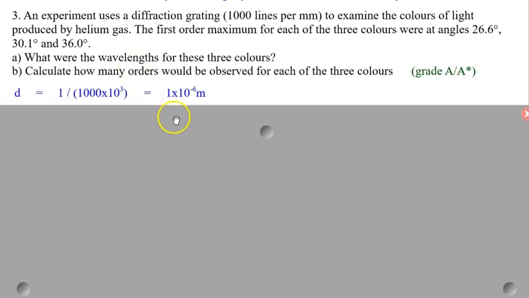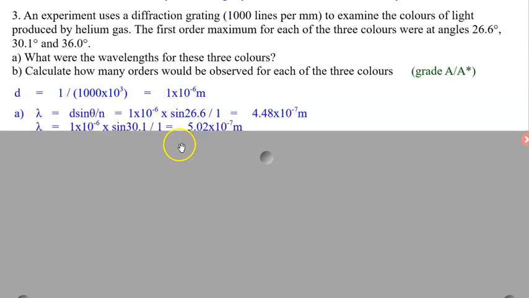Okay, so all we need to do here is, well, the first thing, as always, is to calculate the value of D, which is the slit separation. So D is equal to 1 over the number of lines per millimeter, but we need to convert this into meters. So if I have 1,000 lines per millimeter, then if I change that into how many lines per meter, in a meter, well, that's 1,000 times bigger. So I have 1,000 multiplied by 1,000. I have 1,000,000 lines per meter. So D is equal to 1 over 1,000,000, which gives me 1 times 10 to the minus 6 meters. So the separation between the slits, D, is 1 times 10 to the minus 6. It's a very, very small value.